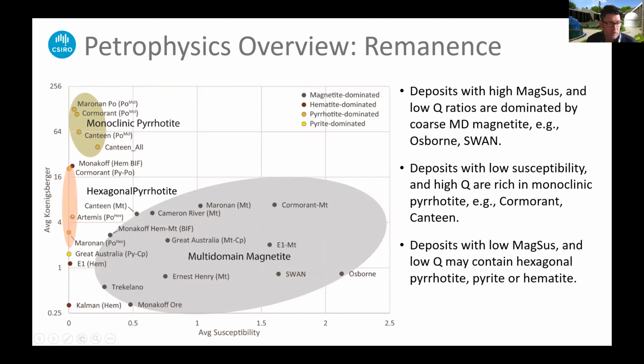However, you can also see that there's pyrrhotite down here, so you have non-magnetic pyrrhotite as well. So it basically has zero susceptibility and low Königsberger ratio. And it seems that the lead-zinc-rich systems seem to be associated with the hexagonal, non-magnetic pyrrhotite, whereas the copper-gold systems, for the most part, seem to have the monoclinic pyrrhotite.